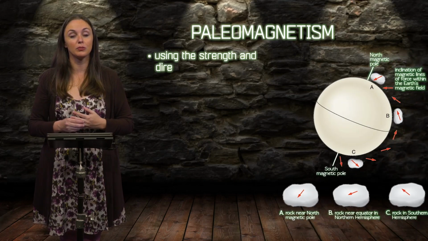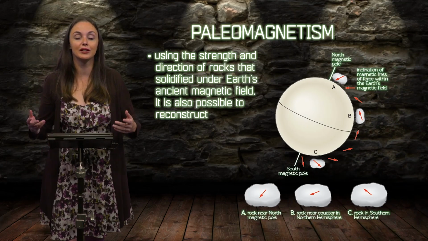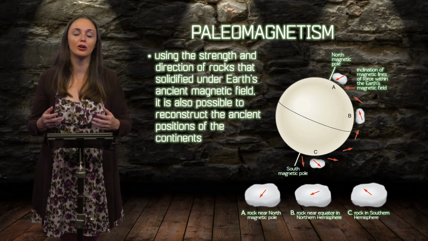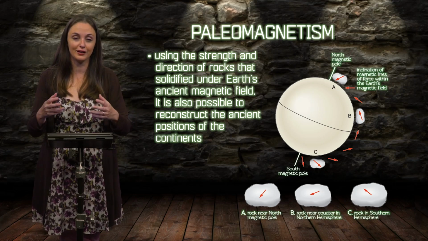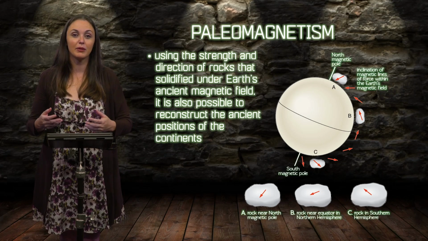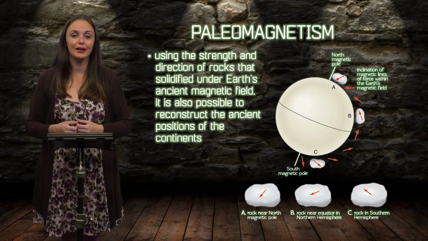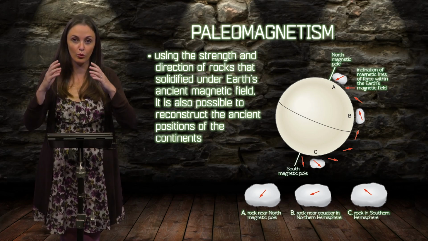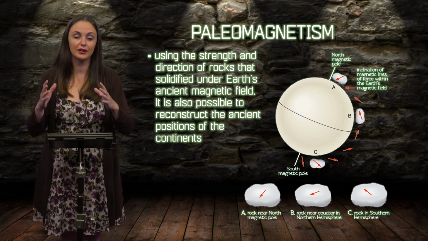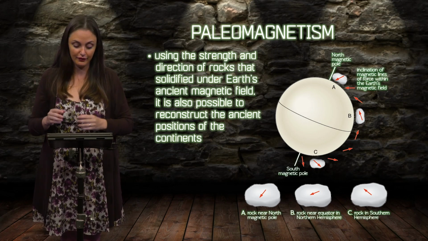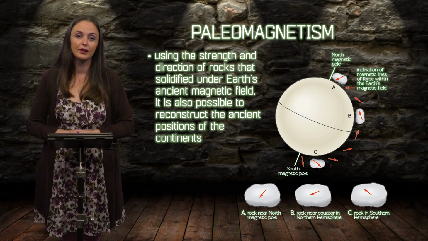We can essentially prove that 250 million years ago, all of the continents were located as one big supercontinent. And paleomagnetism helps us prove that. It helps solidify this idea of where exactly these tectonic plates were located at various points in the past. So all of this is very important.